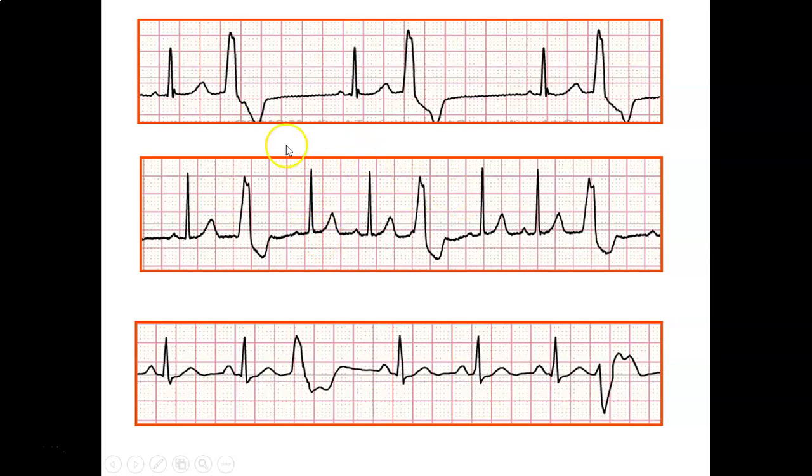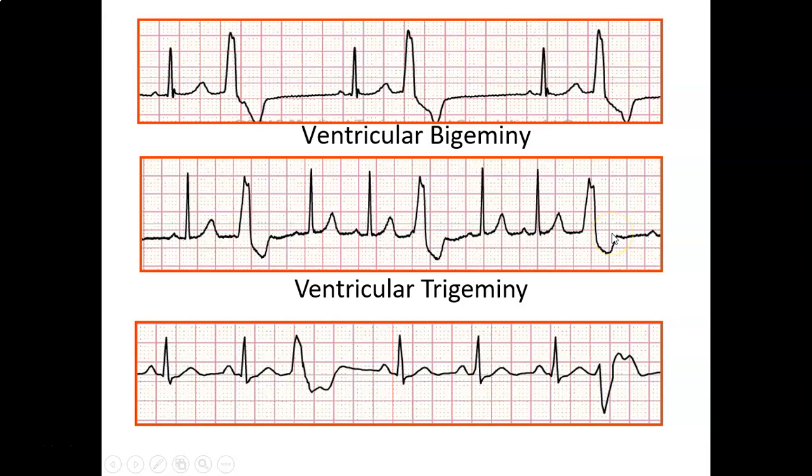Sometimes you see a PVC alternating with a normal QRS complex. Means one normal QRS complex, one PVC. One normal QRS complex, one PVC, and so on. This is your ventricular bigeminy. You may also come across two normal shape QRS complexes, one PVC. Two normal, one PVC. This is called ventricular trigeminy. Or three normal QRS complexes, one PVC. You may label it ventricular quadrigeminy.